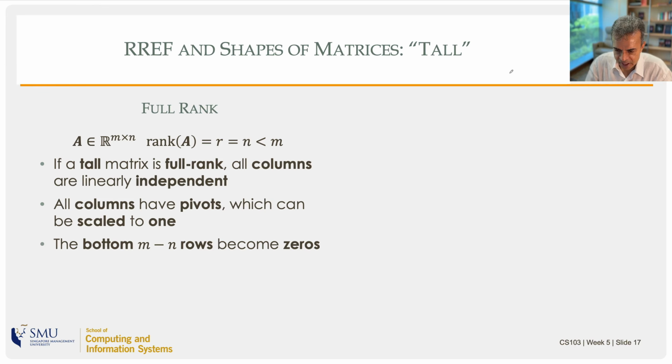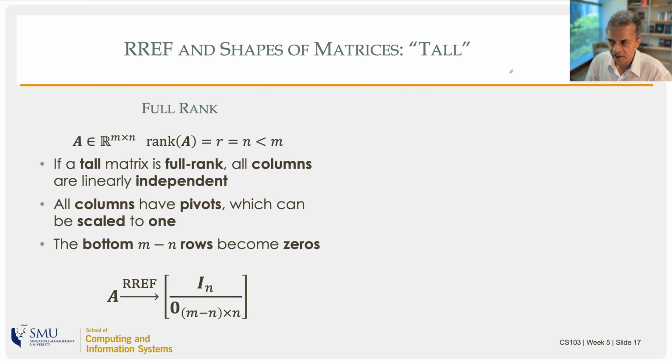So the bottom m minus r rows will become zeros because, as you know, only n rows can be linearly independent, because the number of linearly independent rows is the same as the number of linearly independent columns, which was n. So the rest of them will have to become zeros. So what you will get in the RREF will be a cleanly separated I_n, n being the number of columns, near the top and all zeros below that.